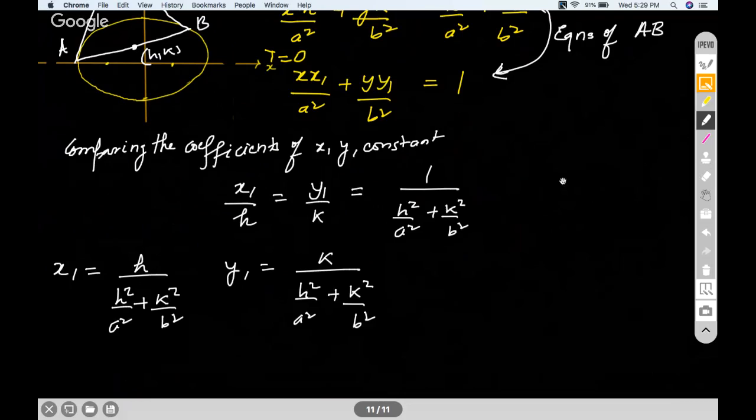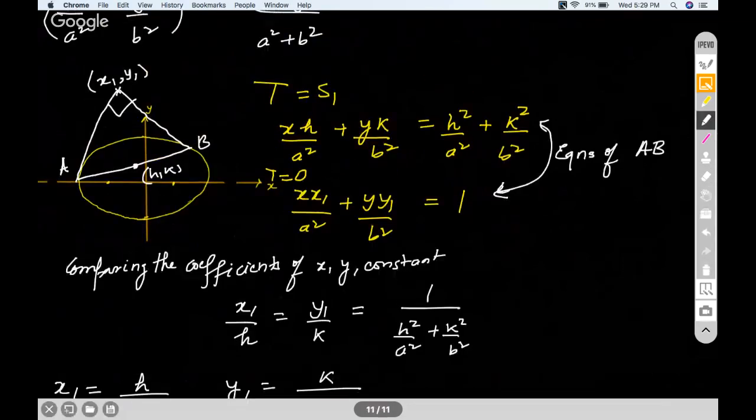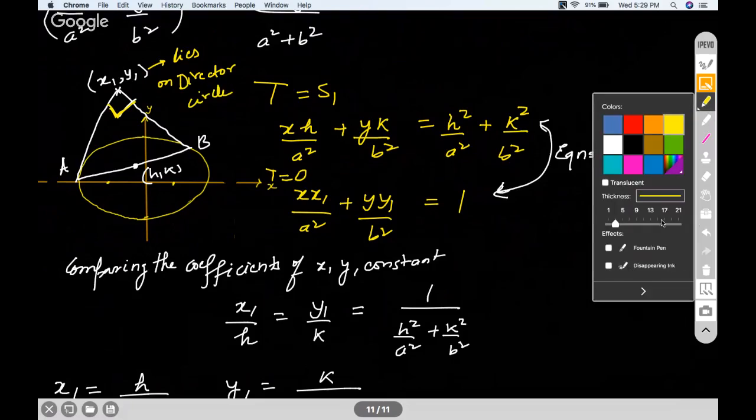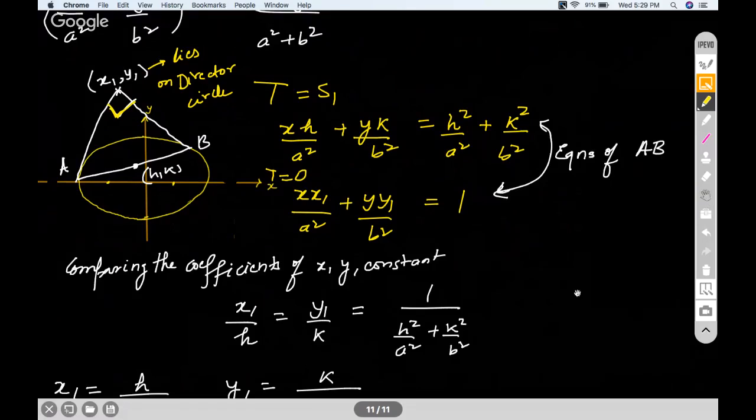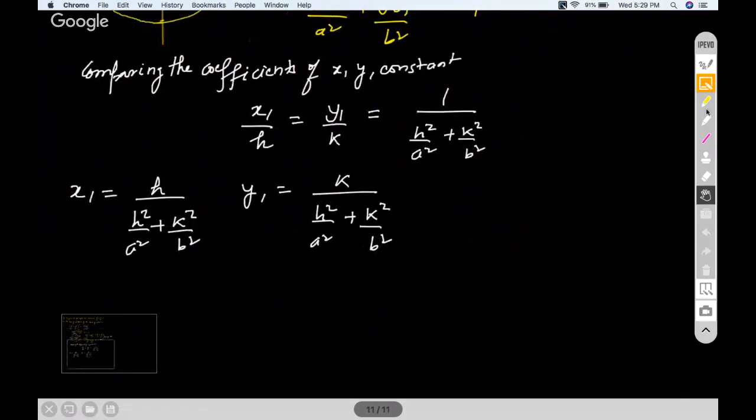Now guys, clearly speaking, this point x1, y1 over here lies on the director circle. You cannot deny that because it's already given that this angle here is 90 degrees. So this has to lie on the director circle. And if it lies on the director circle, then you would not deny that the director circle equation should be satisfied by these 2 coordinates.